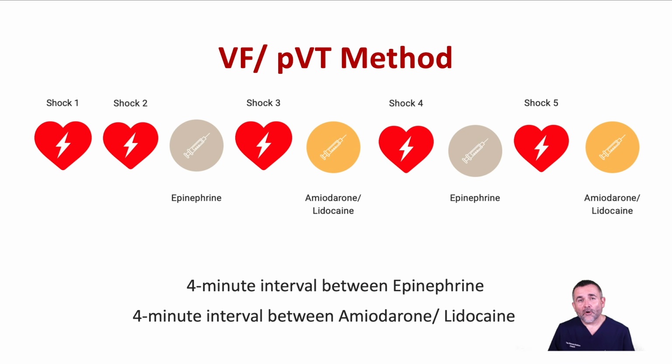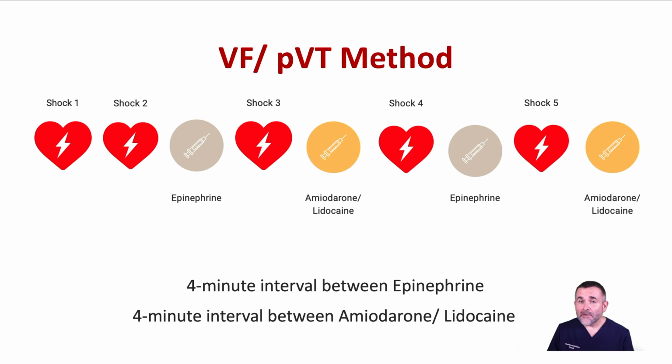In the VF or Pulseless VTac algorithm, we follow the following pattern. Our initial priority is high quality CPR and defibrillation. We will only give our first epinephrine following our second shock. After our third shock, we will give amiodarone or lidocaine. After our fourth shock, we will give another epi. After our fifth shock, we will give another amiodarone or lidocaine.